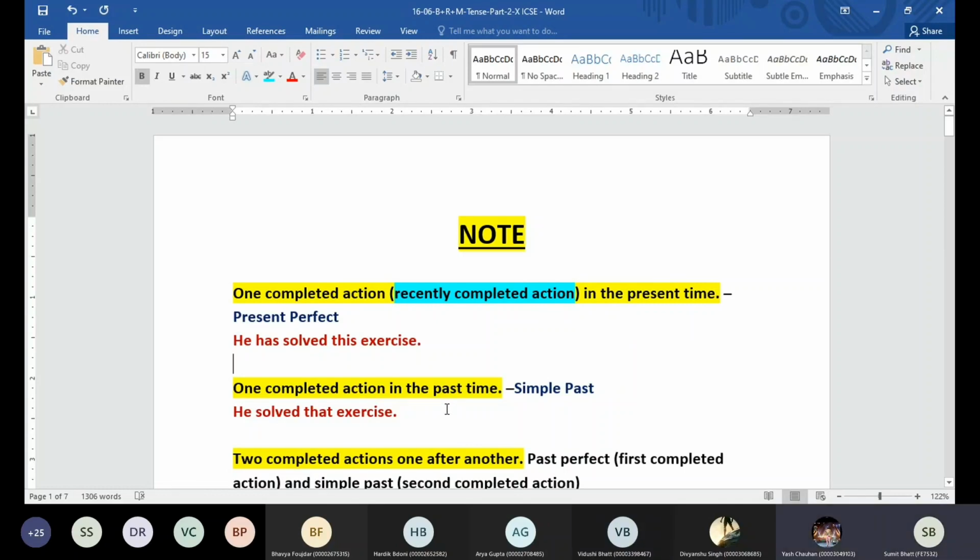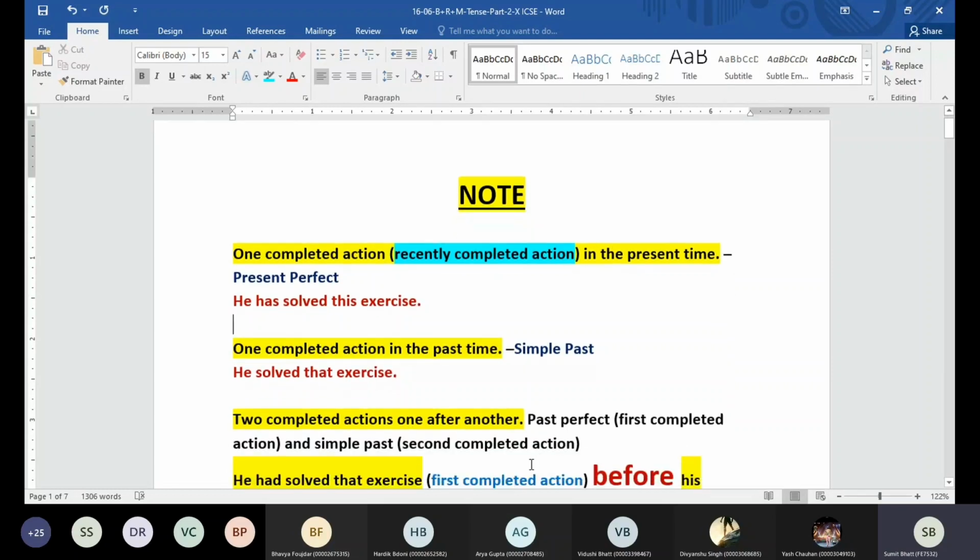Yes, sir. Okay. Now we have to use past perfect also, but generally we don't use past perfect tense on its own. We use it in combination with simple past tense. So if you have two completed actions and they were done one after another, in that case, we are going to use a combination of past perfect tense and simple past tense. We use past perfect tense for the action which was done first, and simple past tense for the action which was done next.